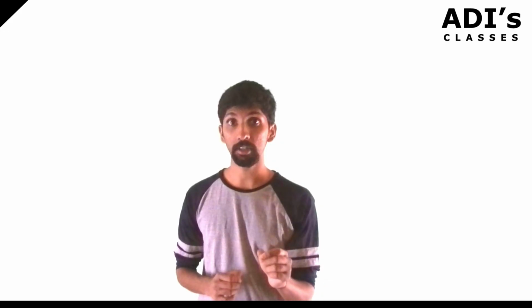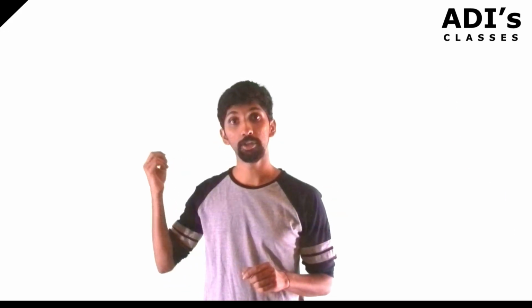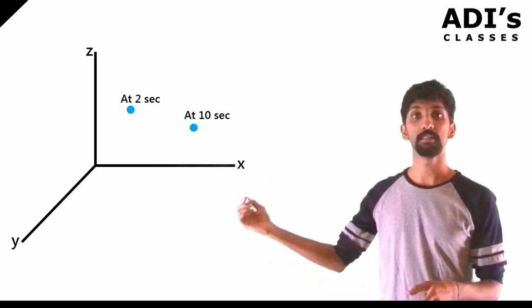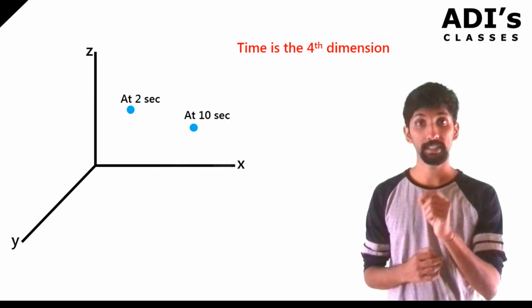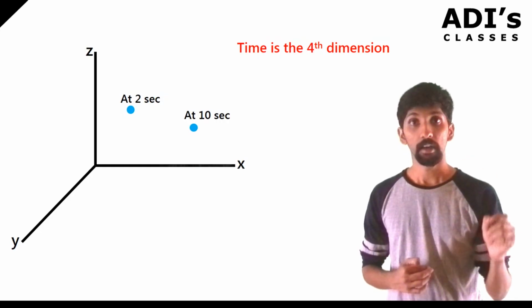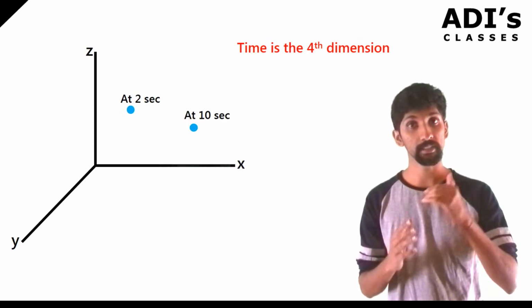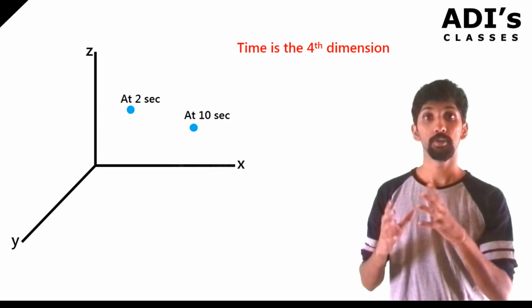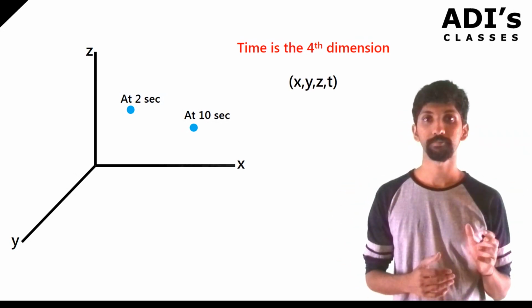That is, we define the position using time. Okay, that is, at 2 seconds, this was the position. At 10 seconds, this is the position. So we use time also. So basically, whenever time is there, we call that the 4th dimension. Okay, like how we have x, y, and z, t, that is the time, becomes the 4th dimension. So we have x, y, z, t.